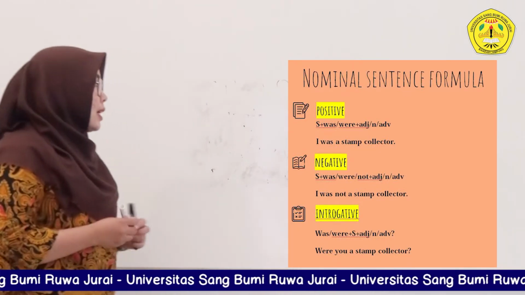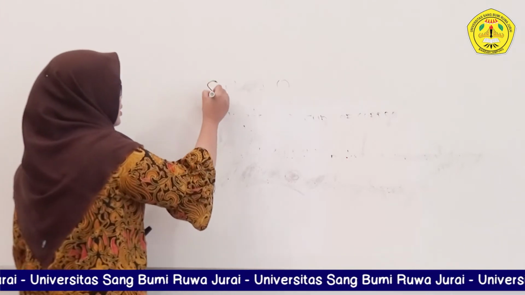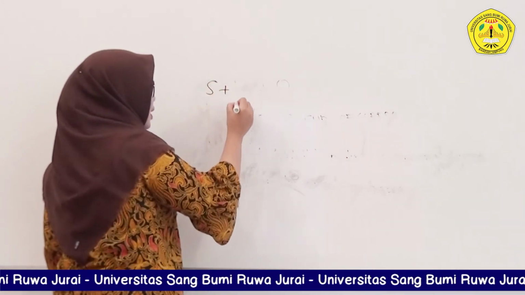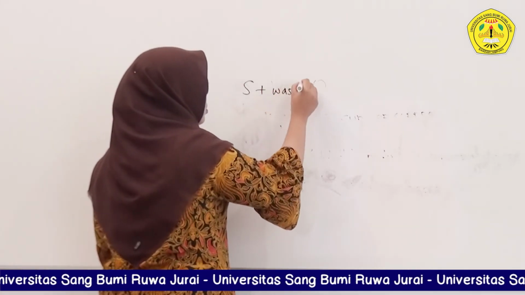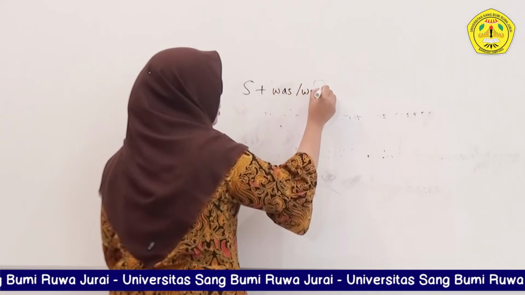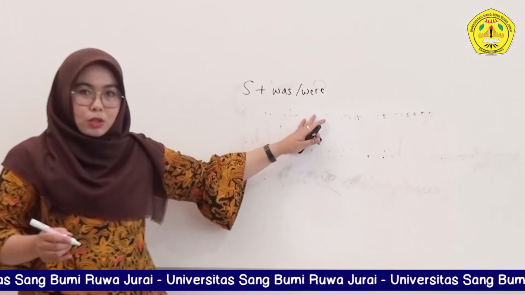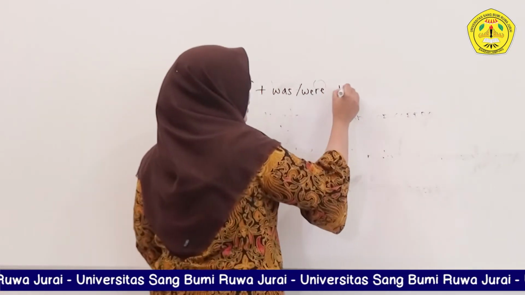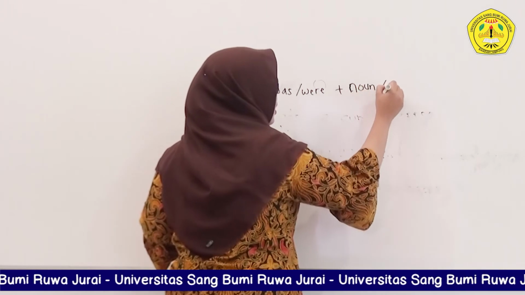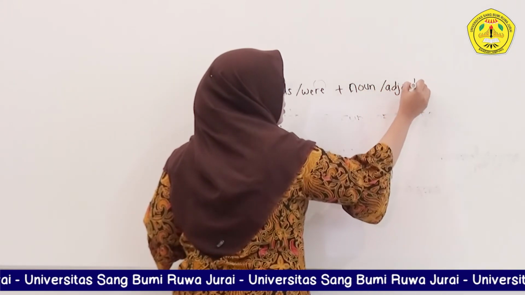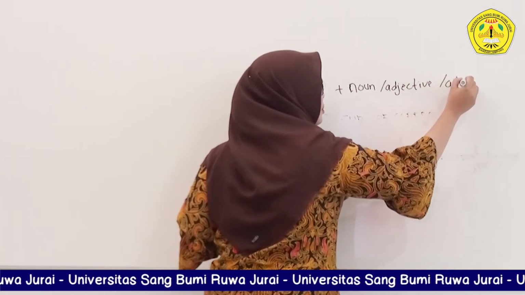This is just the same as the formula before, but now we change it to subject plus to be. So, to be in the simple past tense is was and were. The use of was and were is based on the subject that we use in a sentence. And then noun, you may use noun or adjective, okay, or adverb.